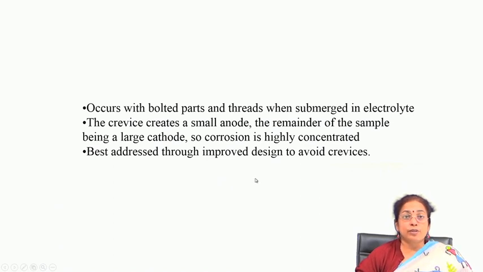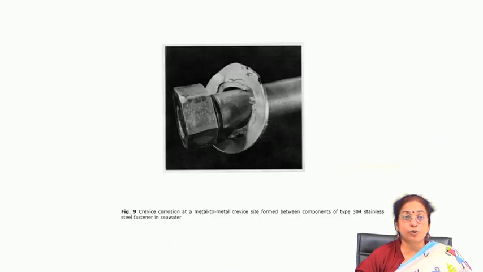So, you have to be very careful and design the component combinations properly, so that you can combat the possibility of crevice attack. This is an example of crevice corrosion at a metal to metal crevice site formed between components of a type 304 stainless steel fastener in seawater. You will find a lot of crevice corrosion in the fastener.